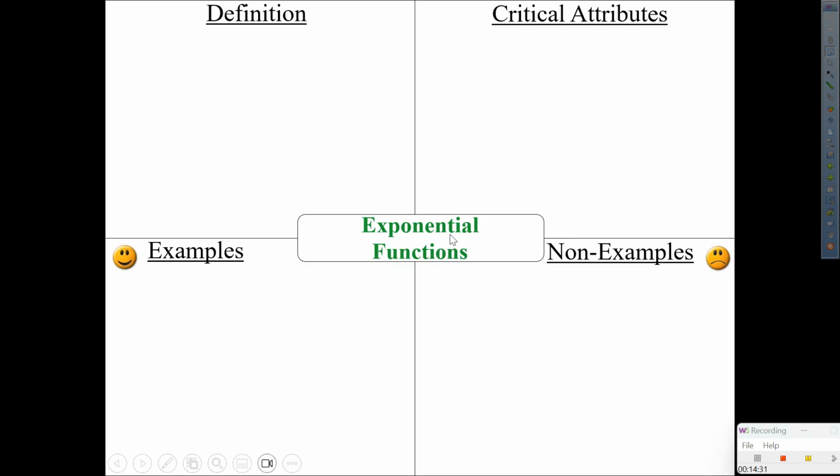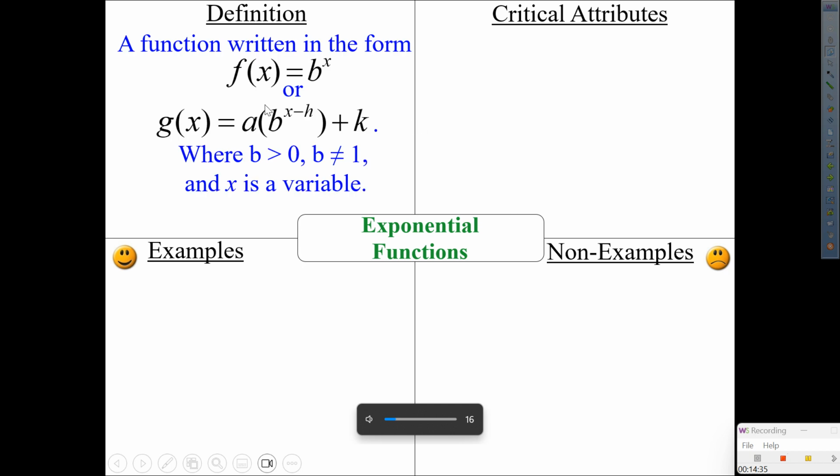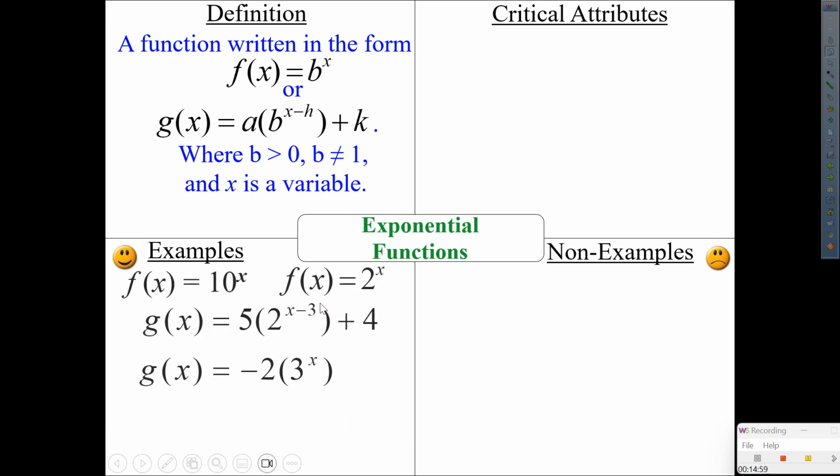Exponential functions, what are they? They are a function written in the form f of x equals b to the x, or g of x equals a parentheses b exponent x minus h close parentheses plus k, where b has to be greater than 0 and not equal to 1, and the x is a variable. Examples: f of x equals 10 to the power of x. f of x equals 2 to the power of x.